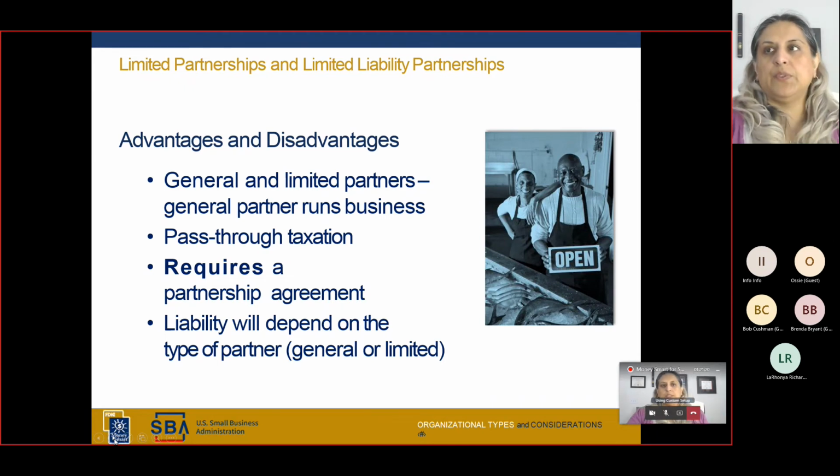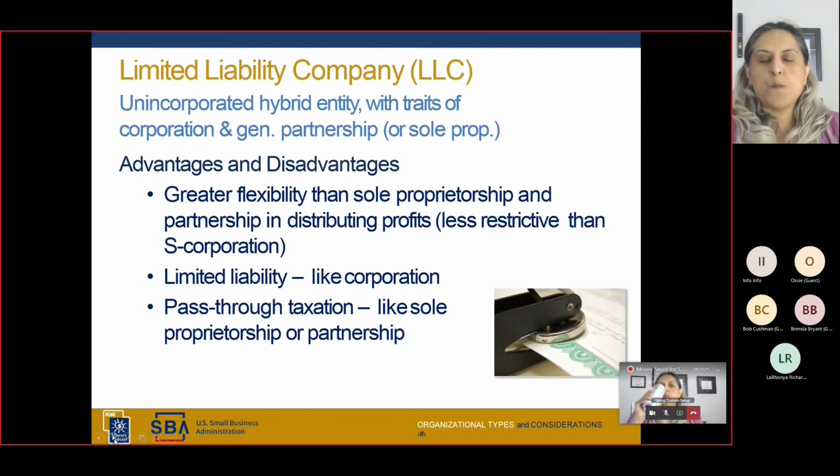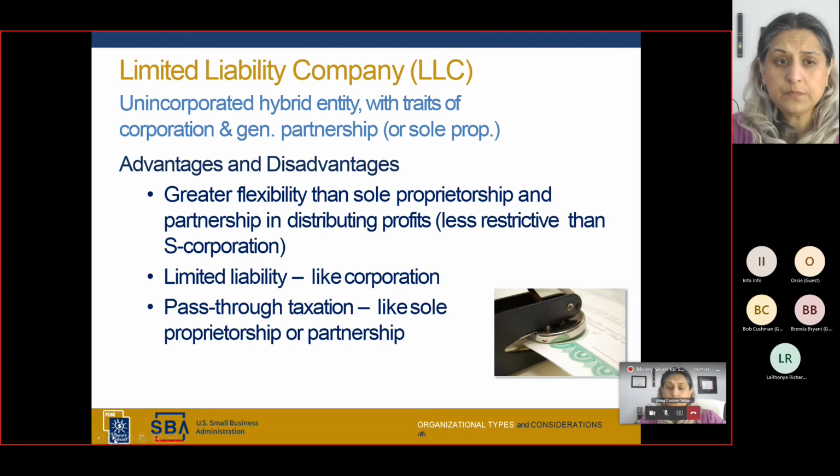Okay, now we're on to the LLC. This is the one that everybody is always speaking about, and most attorneys tell you this is the one you want to get involved with and recommend that you do. Not everybody needs an LLC, but you know, this is the one they recommend. So let's jump into it and see what all the goodness is about here.